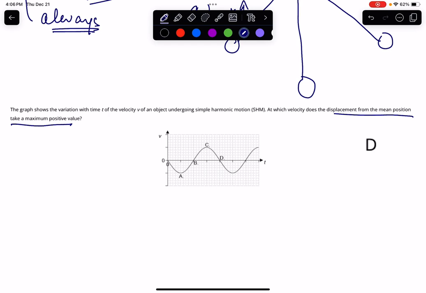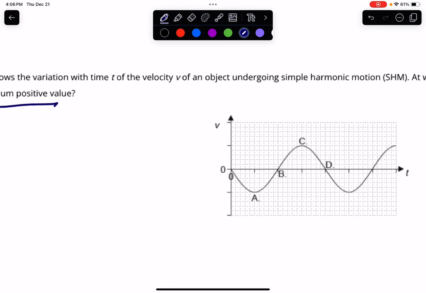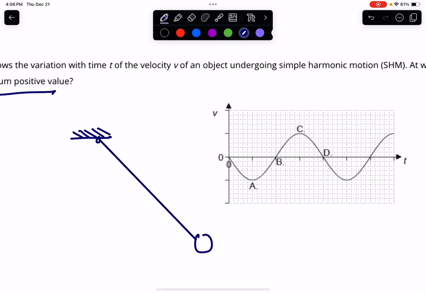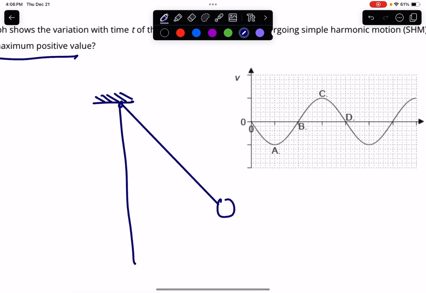Okay. All right, so this one you just have to, we can look at our simple pendulum. So this is a simple pendulum over here. I'm going to draw the 3 different states in the simple pendulum. So we draw the 3 different states over here.